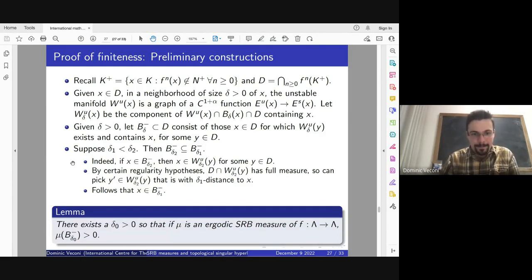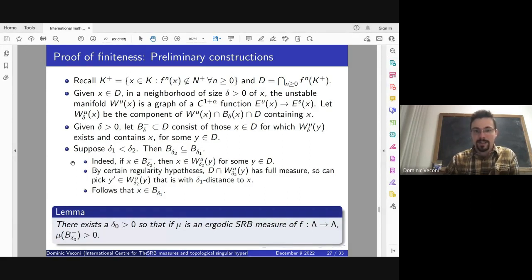And as delta gets smaller, B minus delta gets larger, the idea being that if you have a smaller unstable leaf, then you can still have even smaller unstable leaves, but you can't necessarily have larger ones. So the idea is to show that there's some sufficiently small delta so that B minus delta is given positive volume for every ergodic SRB measure.